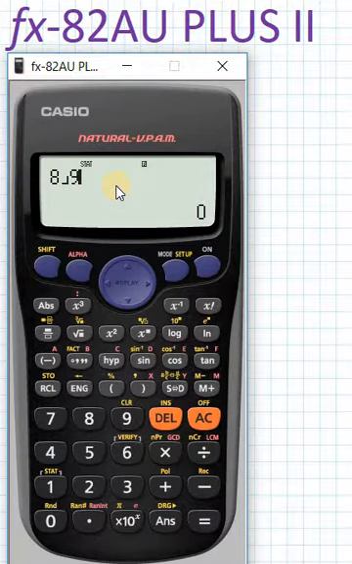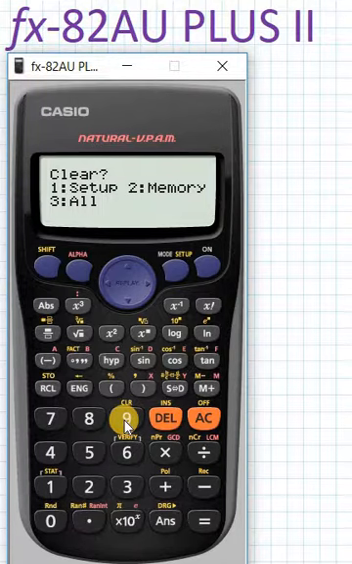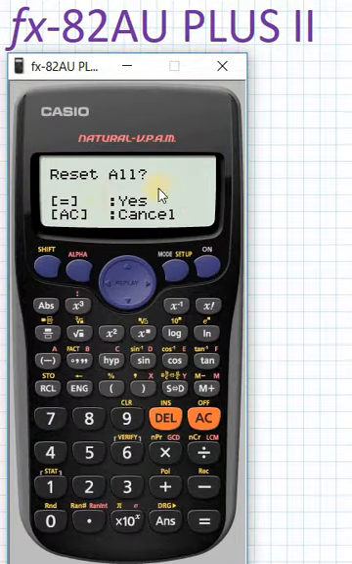A way to get out of this, the quickest way, is to reset your calculator. To reset it, press shift, then clear, which is 9. You can see clear. Press 9, and then you want to clear all. So you have clear: setup, memory, all. I want all, so press 3, and then just follow the prompt to reset all.